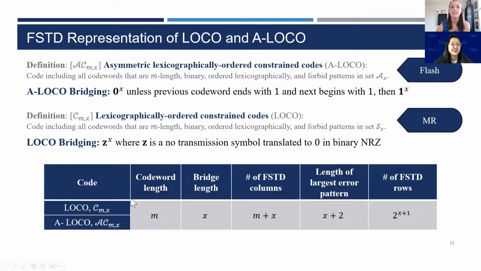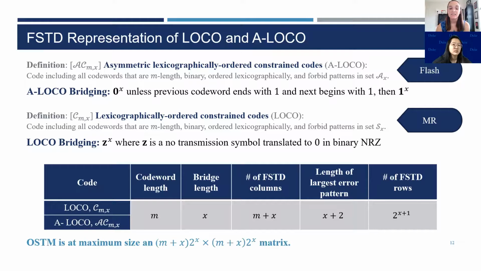And so for both LOCO and ALOCO, we've got a little table here kind of demonstrating how our finite state transition grid of states is generated based on what I just showed you in the last slide. So the parameter m again describes the code word length, and then you can also see from their bridging schemes that the bridging length is x for both ALOCO and LOCO. So the number of columns is going to be m plus x. And then it just turns out that the length of the largest error, which is defined by the sets AX and SX, is going to be x plus 2 bits long. And so since we consider the previous bits and we don't count the current bit, we're going to be at 2 to the x plus 1 number of rows.